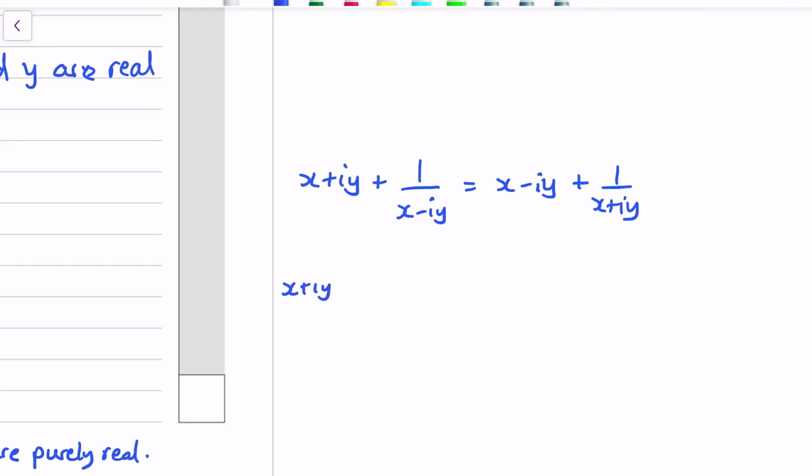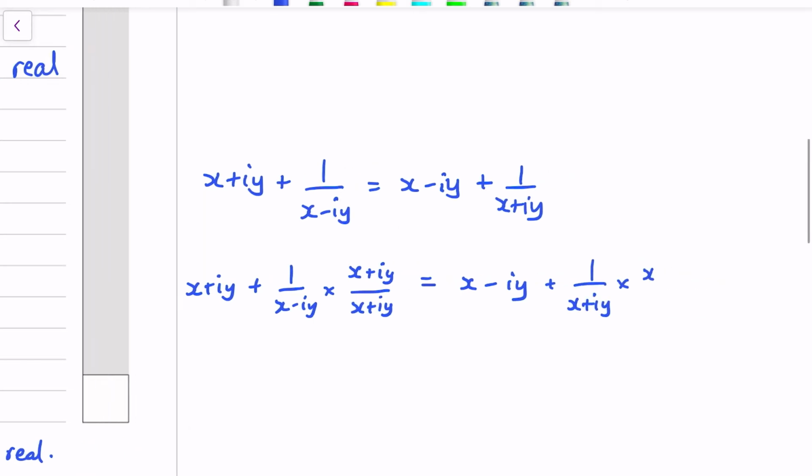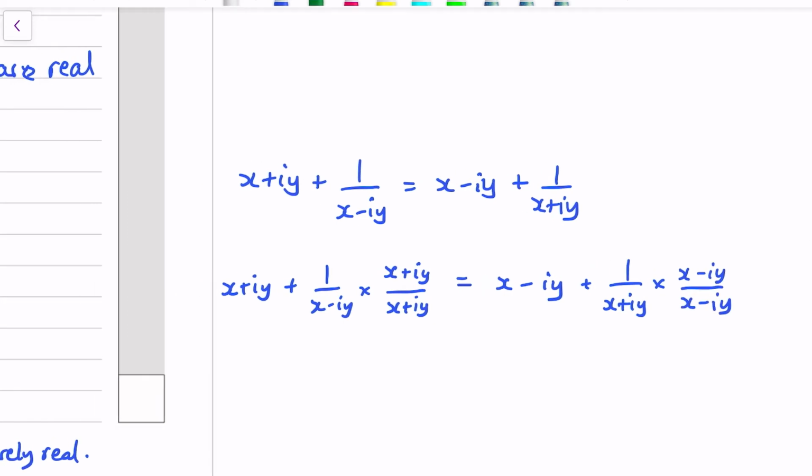So I've got x plus iy plus 1 over x minus iy times, what am I timesing by? x plus iy over x plus iy, equals x minus iy, times x minus iy over x minus iy. This is a bit tedious given that the problem was quite quick to solve. Well, we've got an x on both sides, we can cancel those to start.